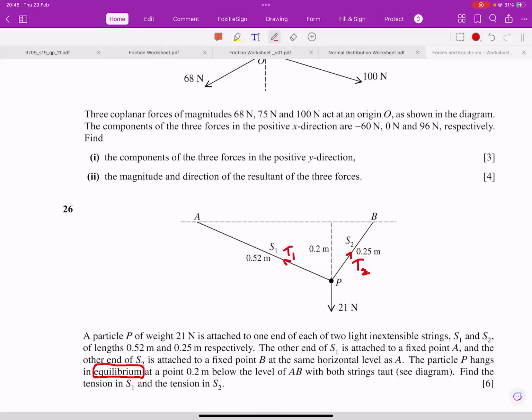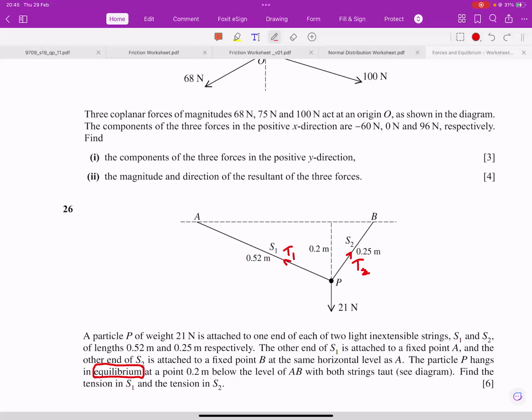If you can find the angles between the forces, this angle and this angle, you can use Lami's theorem to find S1 and S2. Or you could resolve the forces, find the component of T2 in this direction and this direction, find the component of T1 in this direction and this direction, and then equate the opposite forces. You'll have simultaneous equations. You can find T1 and T2 from that. But in order to use either of those two methods, Lami's theorem or resolving forces, the first thing you have to do is find the angles.